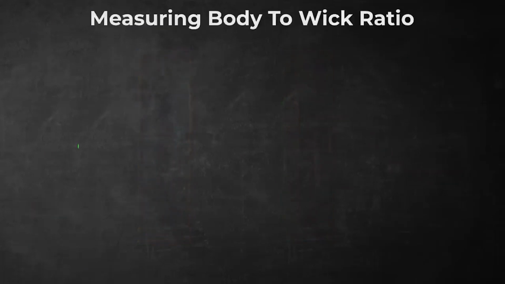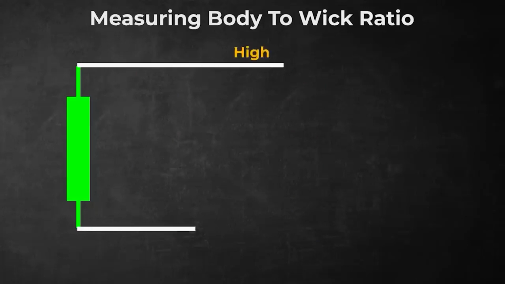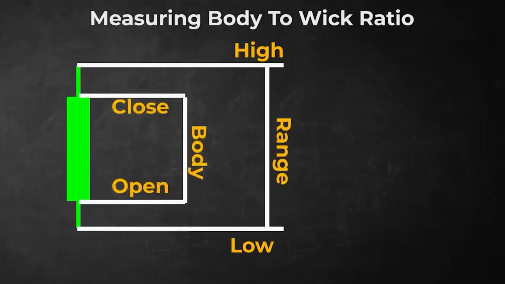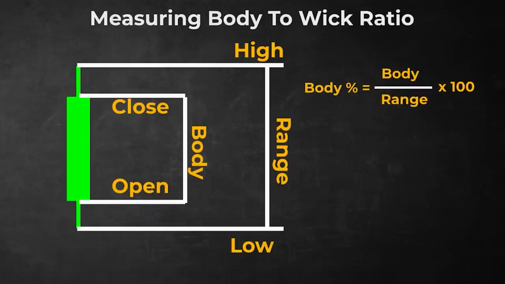For example, here is a candle in which the total candle is from this high to low, okay, and this is called the range of the candle. The actual body of the candle is between open and close. So if we want to calculate the body percentage of this candle, we can divide the number of pips of the body by the number of pips in the total range of the candle and multiply it by 100 to get the percentage of the body in the candle.